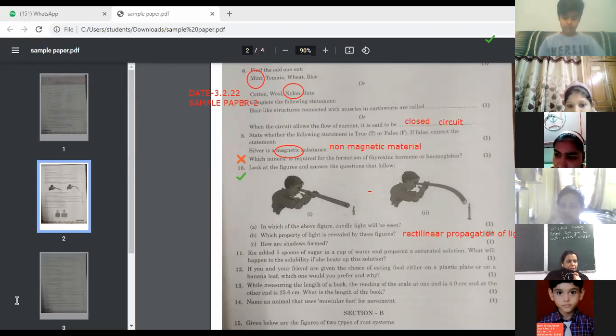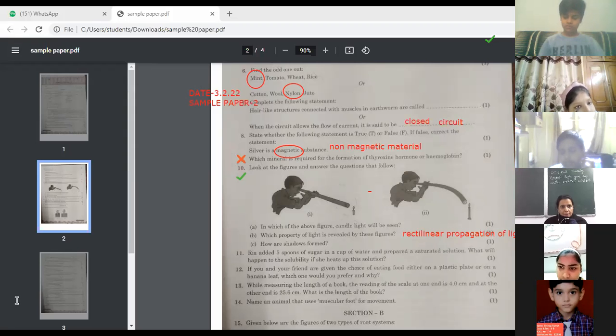You are saying that when sunlight is blocked, is it always sunlight? No, ma'am. Any light. Any source of light. When light is blocked by an opaque object, then a dark patch is formed, which is known as a shadow. Fine. So first of all, children, those who have not written the answers, kindly write them down first.